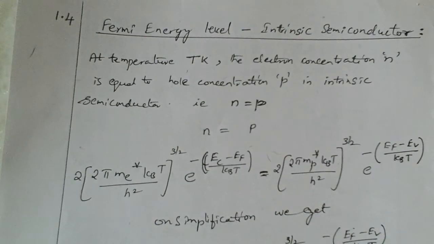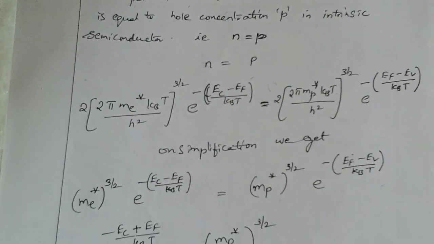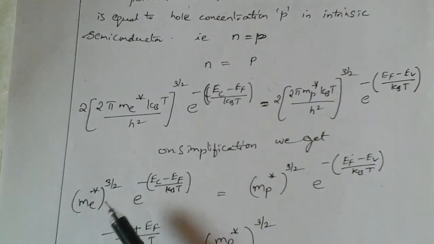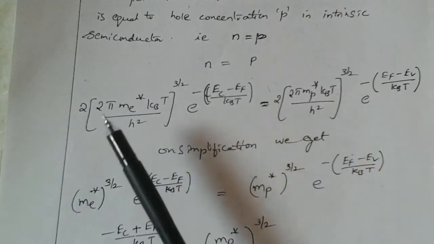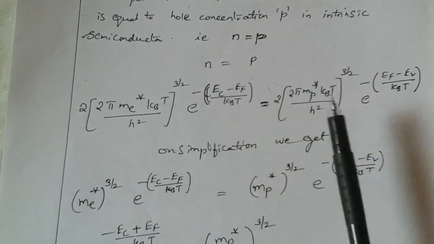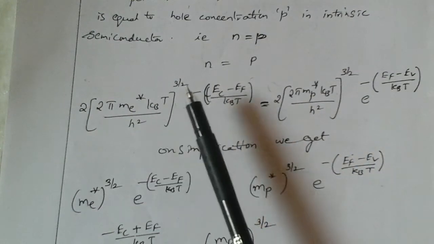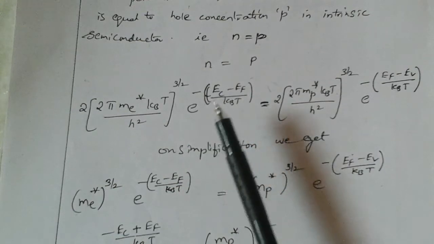So after that simplification, we get this value. The remaining terms get cancelled: the 2, the 2π, kBT and h² all get cancelled. Only me* whole power 3/2 remains here. That is what we have written here. The exponential is not getting any cancellation.